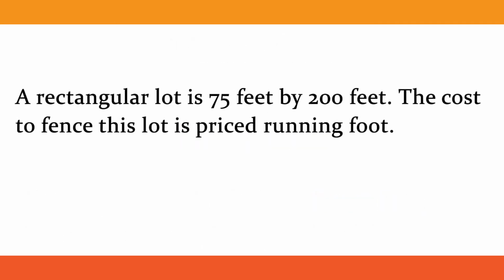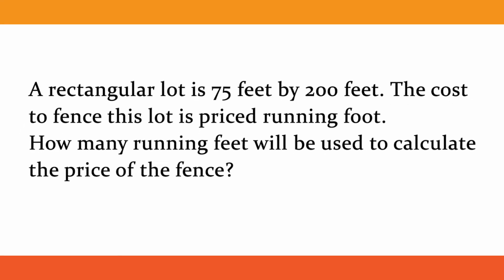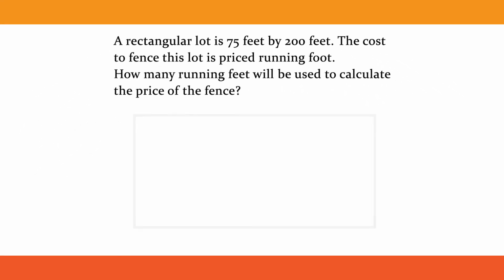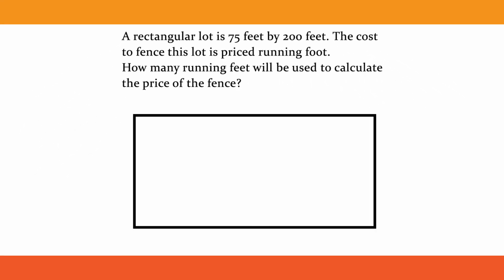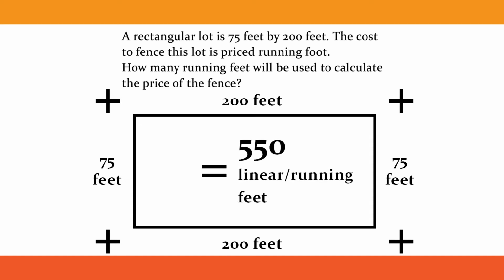Let's do a question together. A rectangular lot is 75 feet by 200 feet. The cost to fence this lot is priced per running foot. How many running feet will be used to calculate the price of the fence? For this, let's just add up all the footage. 75 feet plus 200 feet plus 75 feet plus 200 feet equals 550 running feet.